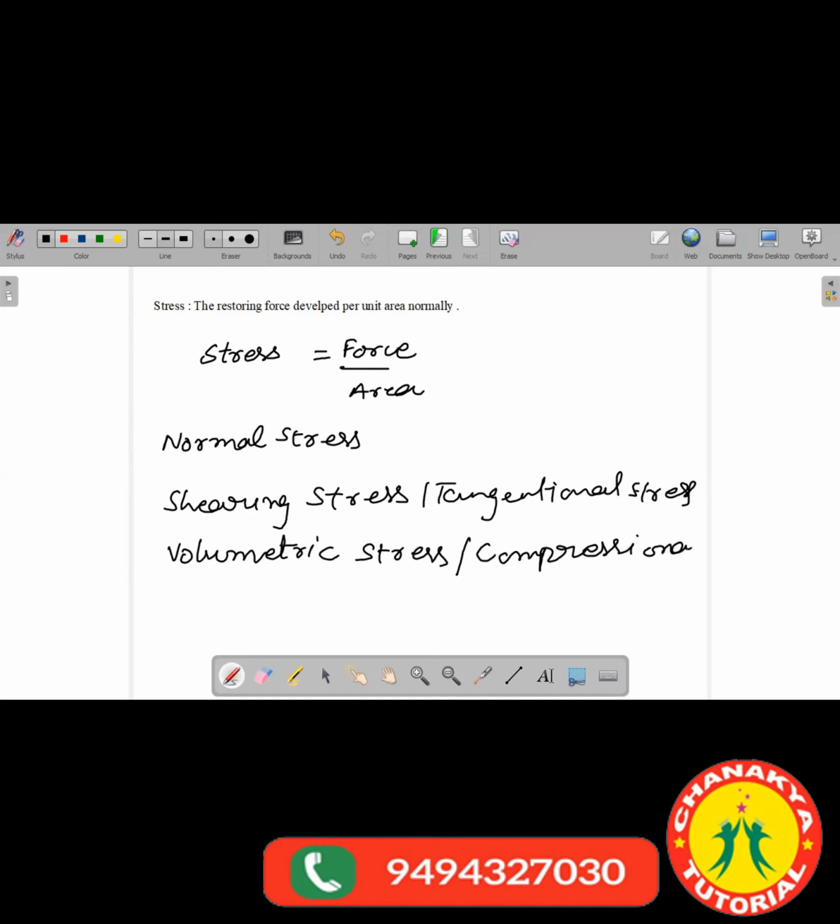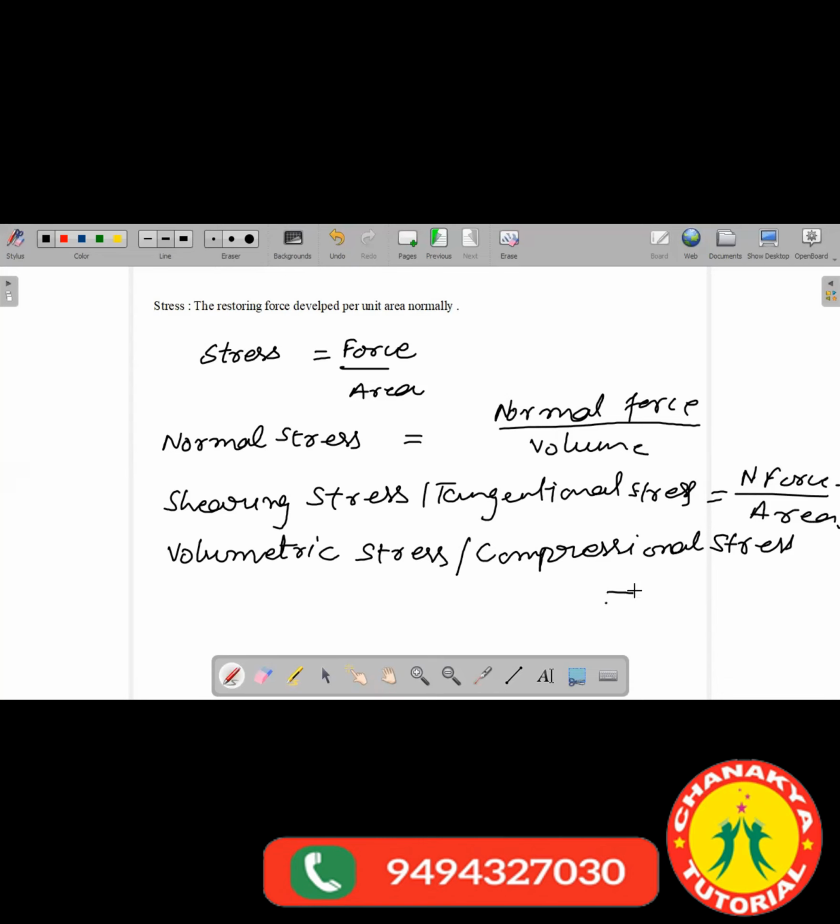Okay. So you have compressional stress. Now, the normal stress is taken as the normal restoring force developed per unit volume. So the normal force per unit volume will be called the normal stress. Shearing stress is, again, also taken as the force perpendicular to the surface, that is again the normal force. So you have the normal force or tangential force per unit area. This is a shearing stress.